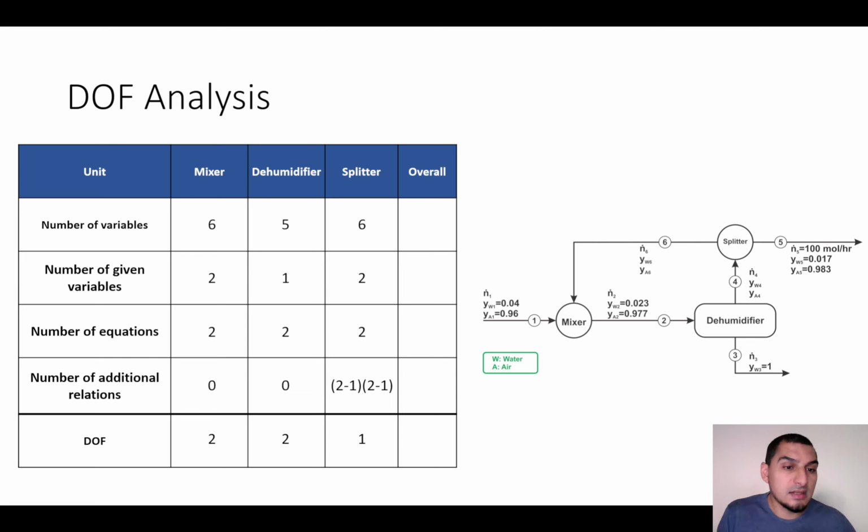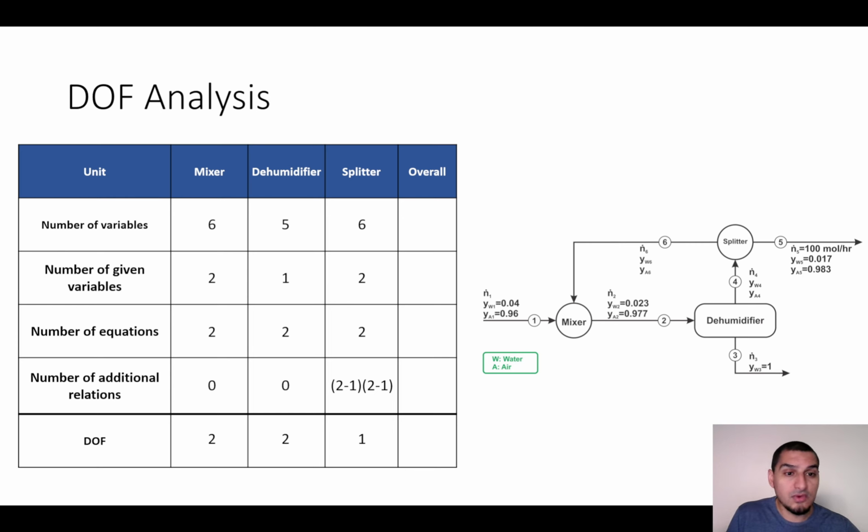Again, just to confirm what we mentioned in the previous video, we can put the compositions in the 3 streams, and we will have one more piece of information here and one more here, so this will make the number of given variables 2, but we have to put the number of equations equal to 1. So this is going to be 6 minus 4 minus 1, which is the same output. The splitter is not solvable with the given information, so we cannot solve it.